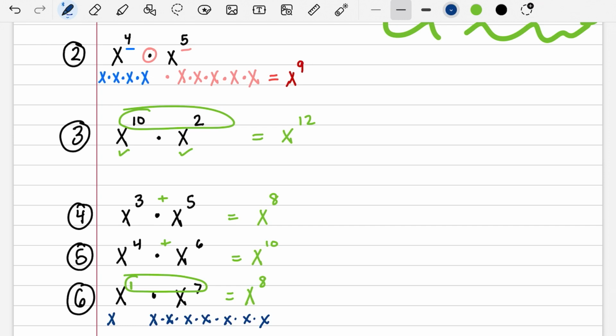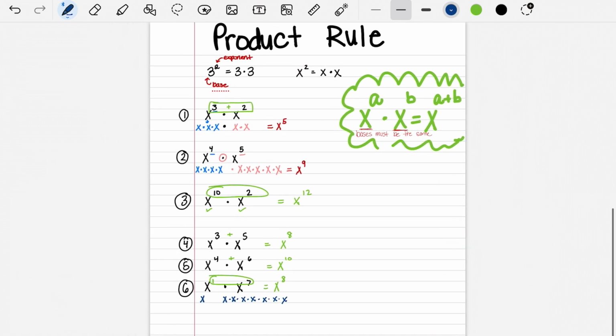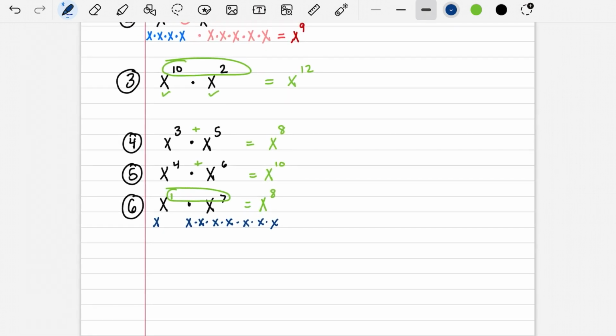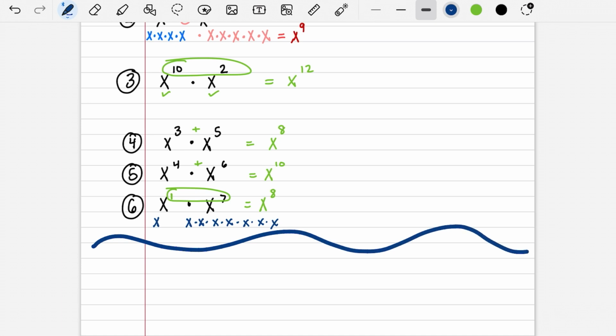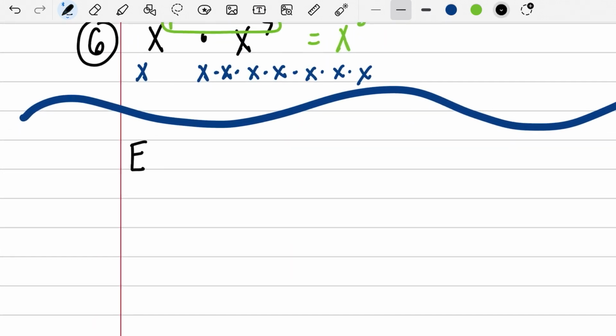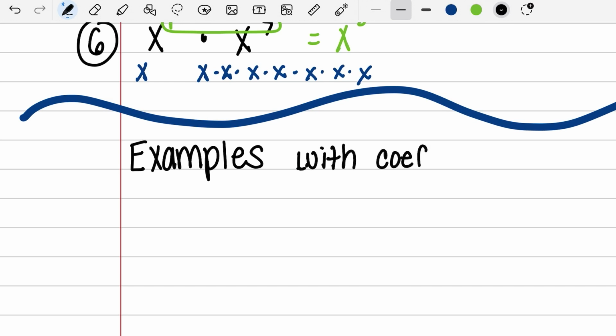Excellent. We're going to look at a couple more examples where we're going to now include a coefficient. So I'm going to do just a couple of these. I'm going to separate my page, and I'm going to put examples with coefficients. All right, so here's what I mean.